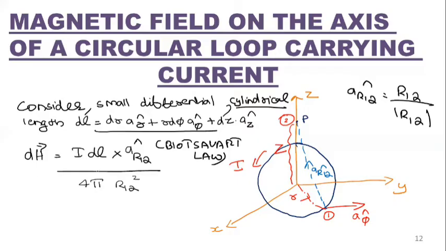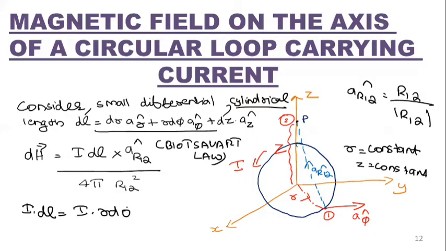So what we need is I dl. In this figure, you can understand that since it is a circular loop, radius R will be a constant. Z is also a constant, because we are taking a particular point P here. So only the phi angle is varying here. Then I dl will be equal to I into R d phi a phi. The other terms, dr ar and dz az, can be neglected according to this setup. So I dl will be I into r d phi into a phi, and the other dot products will become 0.